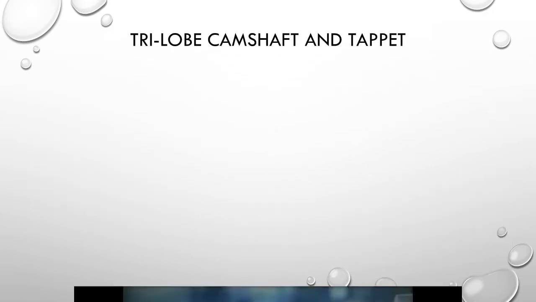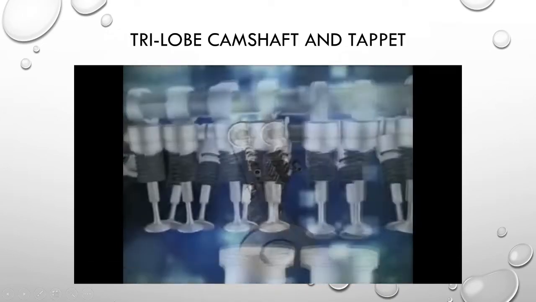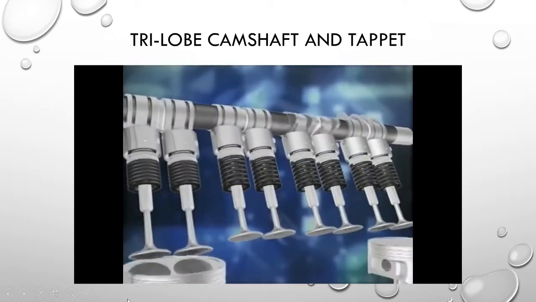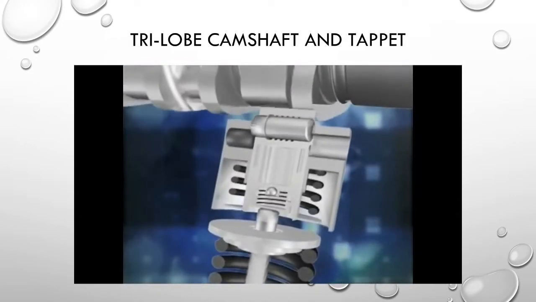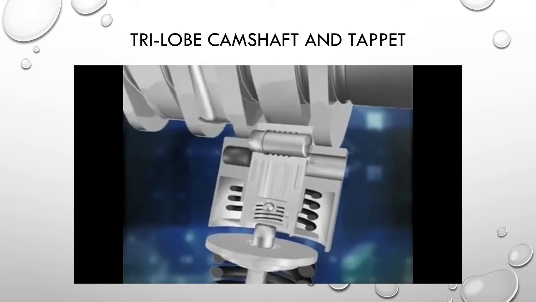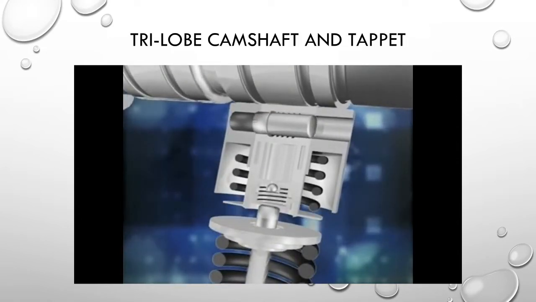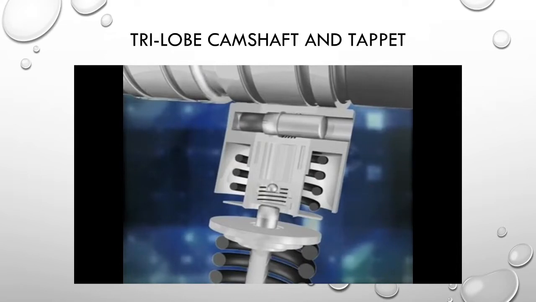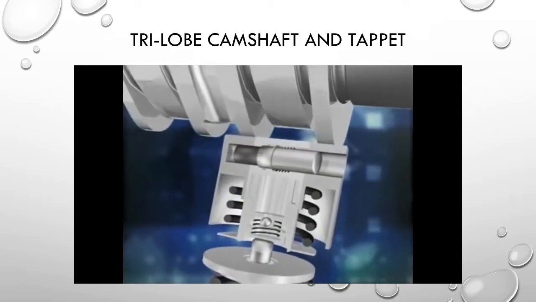Here is the video of the 3-lobe camshaft and also the tappet. Here is the 3-lobe camshaft system, and here is the position of the low lift, and then a sliding mechanism, which is the tappet, will slide to change to the high lift.